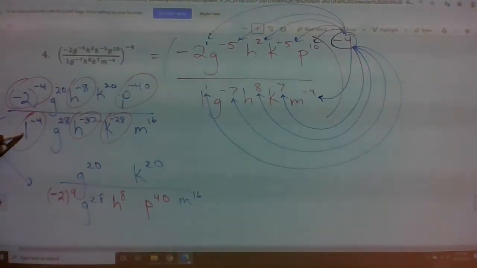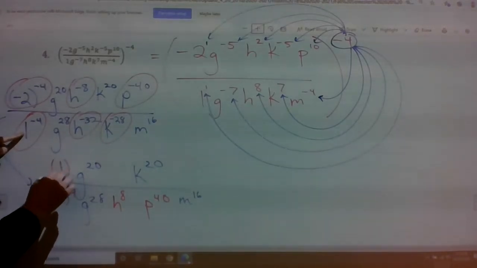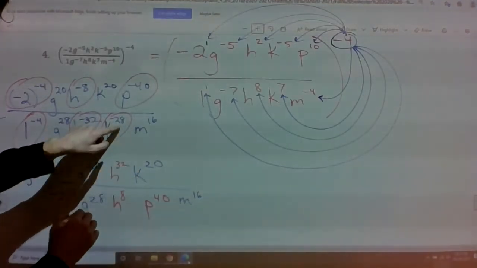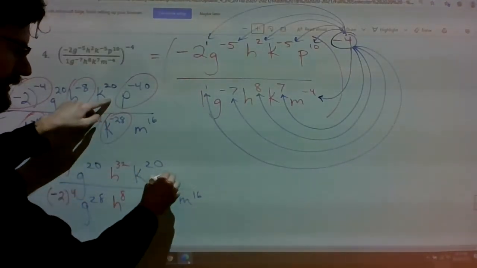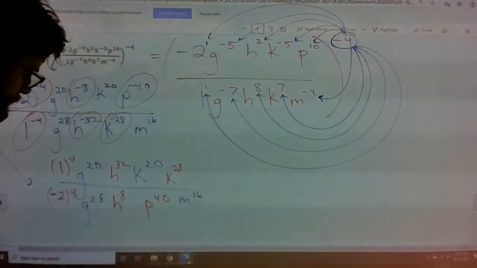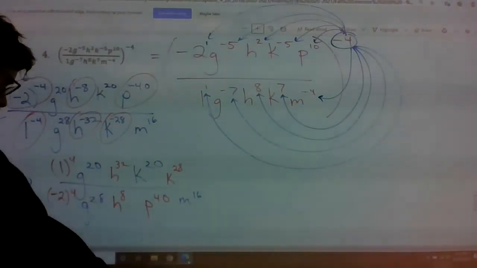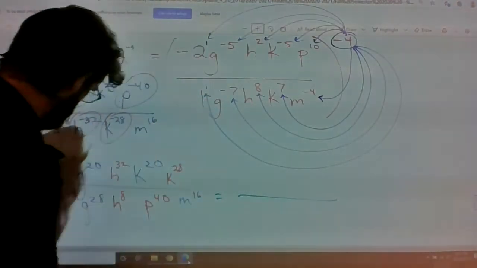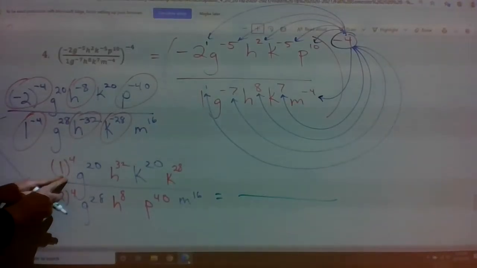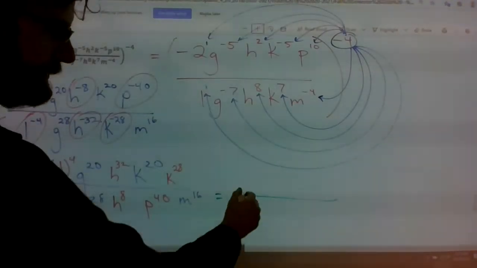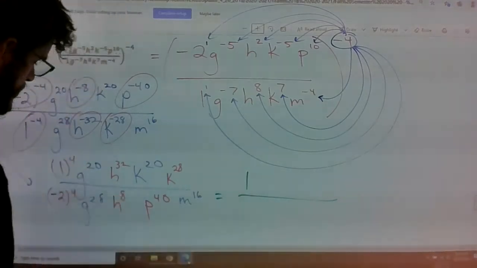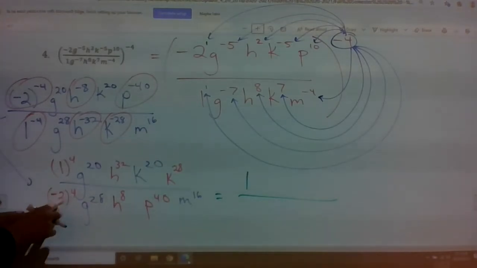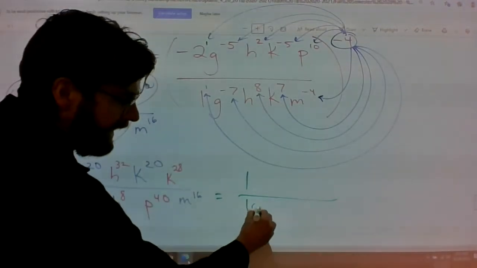1 to the negative 4 on the bottom becomes 1 to the positive 4 up top. H to the negative 32 on the bottom becomes h to the positive 32 on top. K to the negative 28 on the bottom becomes k to the positive 28 on top. All right, last move. 1 to the 4th power is equal to 1 times 1 times 1 times 1. Negative 2 to the 4th power becomes negative 2 times negative 2 times negative 2 times negative 2. That ends up being a positive 16.